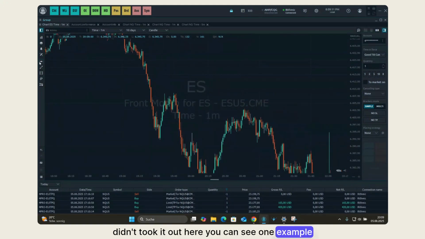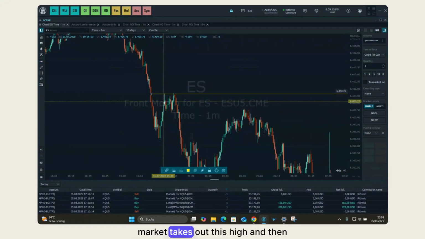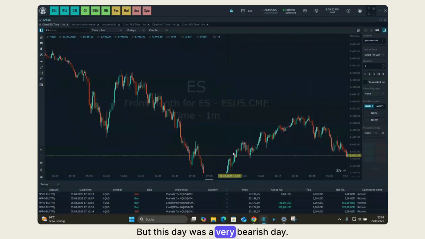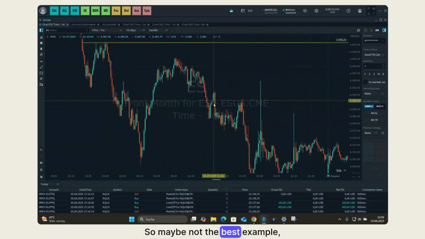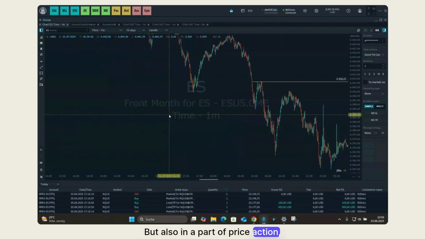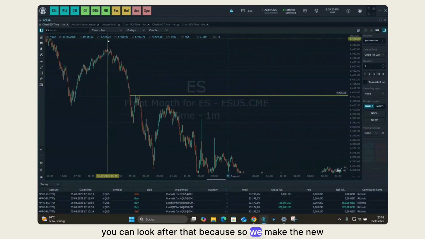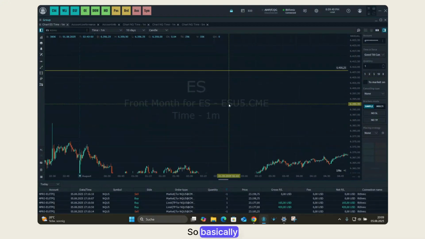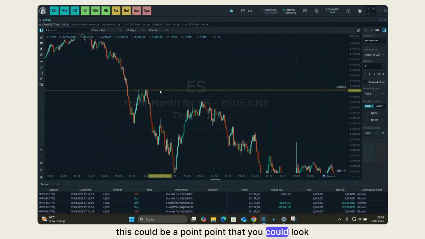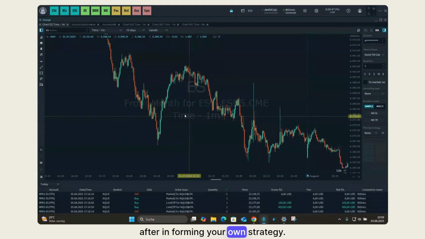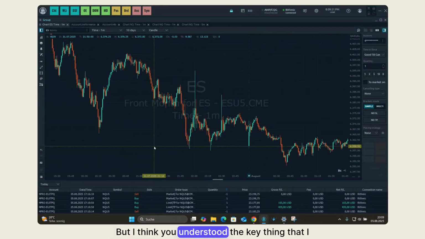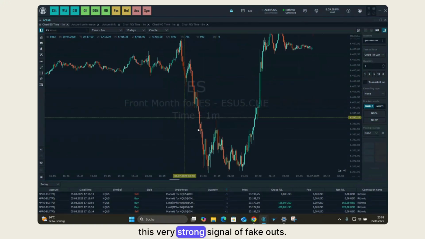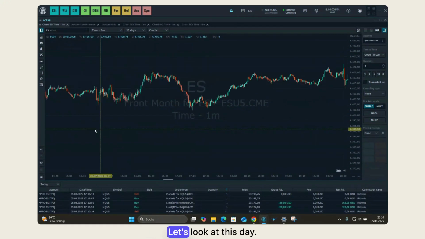Here you can see one example later in the day. Market takes out this high and then goes on further. But this day was a very bearish day, so maybe not the best example. But also in terms of price action, you can look after that, because we make the new low, then the lower high, and then we continue going down. So basically, there could be a point that you could look after in forming your own strategy. But I think you understood the key thing that I wanted to tell you, which is this very strong signal of takeouts.